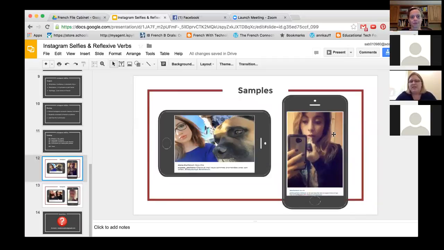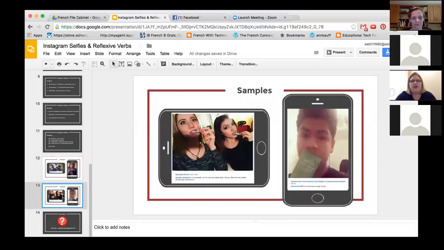She's one of my best kids, showing herself putting on makeup, which is a reflexive verb in French. This one is another one, se promener, going out for a walk. This gal's going out for a walk with her dog, and she talks about that. A couple more down here.